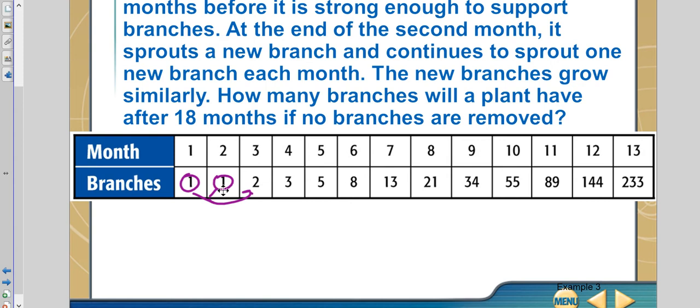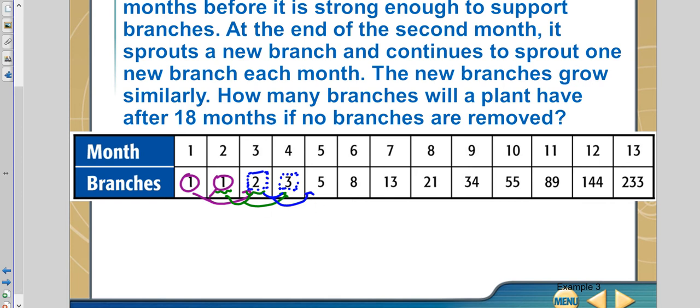So then, for the next month, you would take 1, and you would take 2, and you add those together, and you get 3. Then one month after that, you would take the 2 and the 3, and you combine those, and 2 plus 3 is 5. And you can see this is the pattern that goes on.